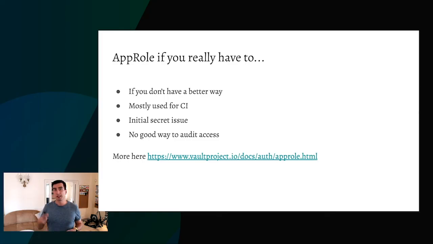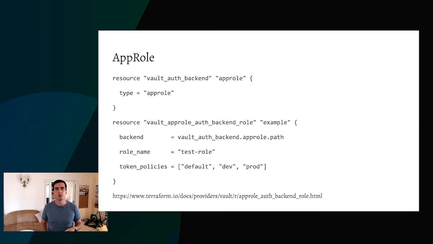Next is AppRole, and use this really only if you have to, because this one is basically login and password and comes with the same disadvantages of missing the audit. And that's mostly used for CI that you host outside of your infrastructure, like, for instance, CircleCI, you know, the SaaS offerings. This is how you set it up.